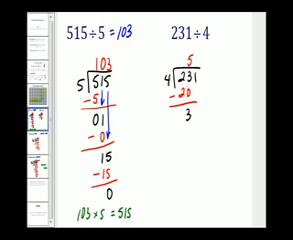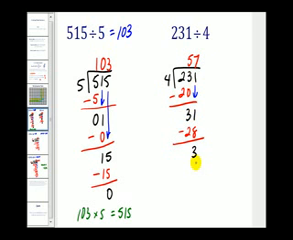Now we bring down the next digit, which is the last digit, which creates the number 31. And now we ask that same question. How many 4s are there in 31? Well, 4 times 7 would be 28. 4 times 8 would be 32, which is too big. So let's use the 7. 7 times 4, again, is 28. Now we subtract. 31 minus 28 would be 3, which again is less than 4, so the 7 is correct.